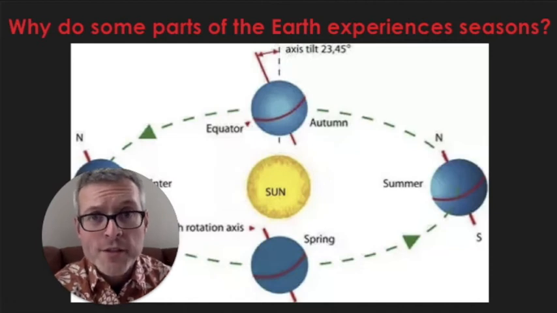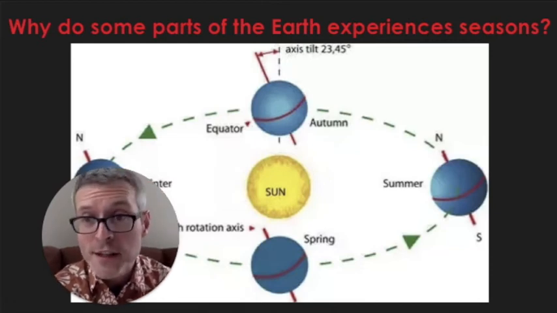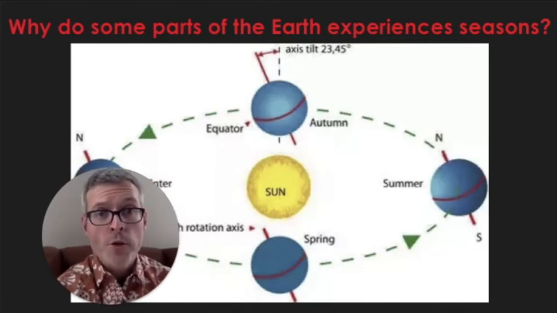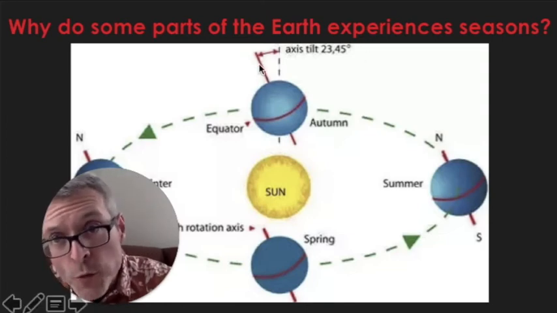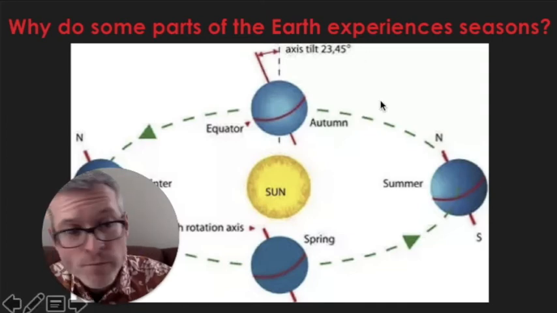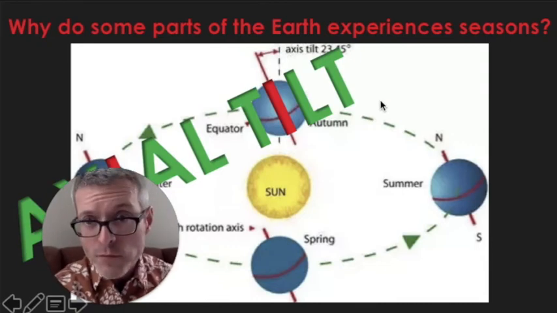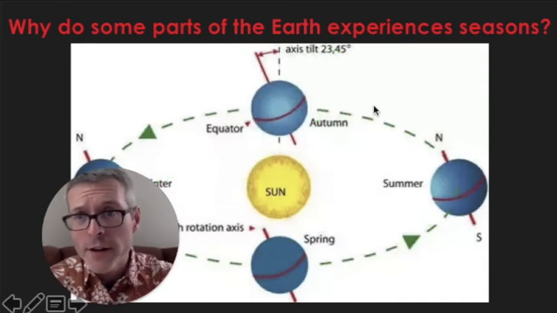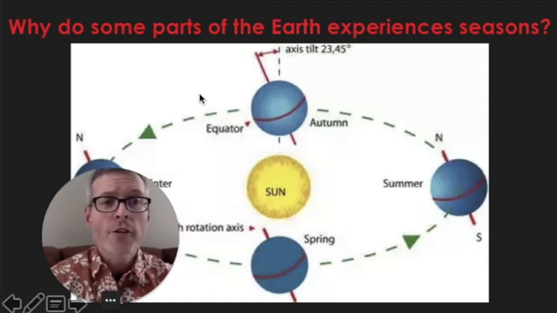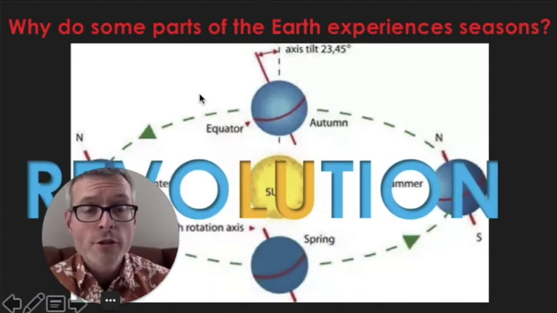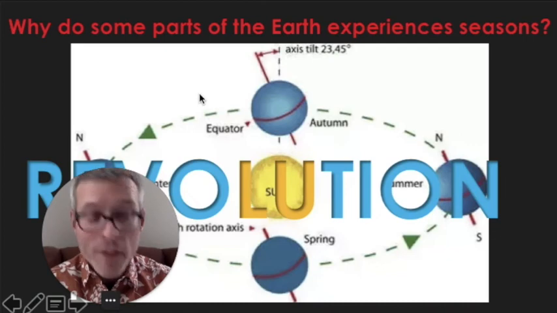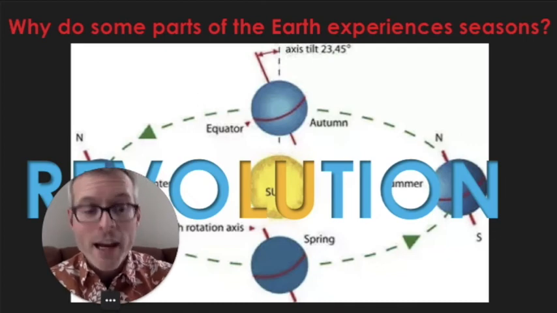Why do some parts of the Earth experience seasons? There are 2 reasons. They are both pictured here. I'll give you a hint. One of them is this imaginary red line. That's right, the axial tilt is constant. The other one is the imaginary green line, the fact that Earth experiences a revolution around the sun, and that's why I have seasons. Tilt and Earth revolves.